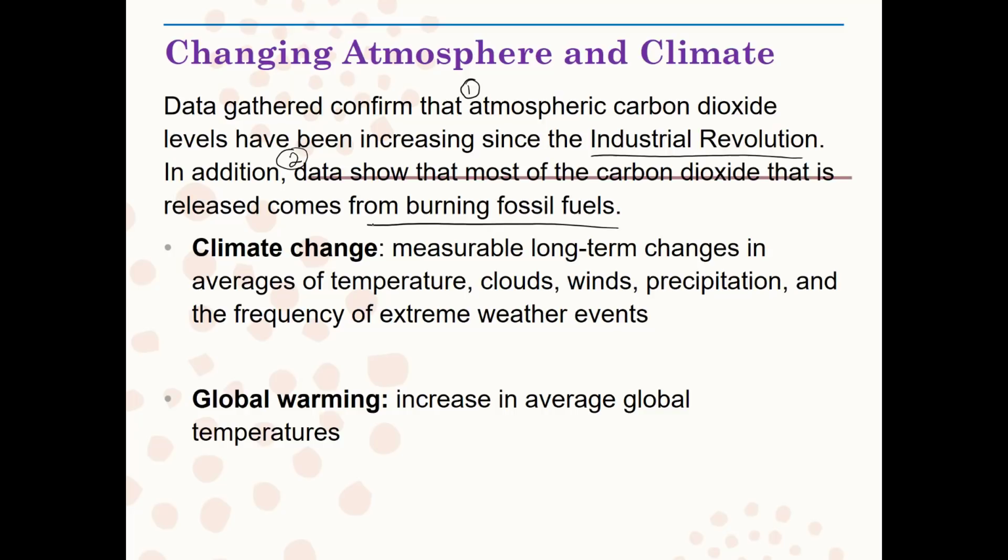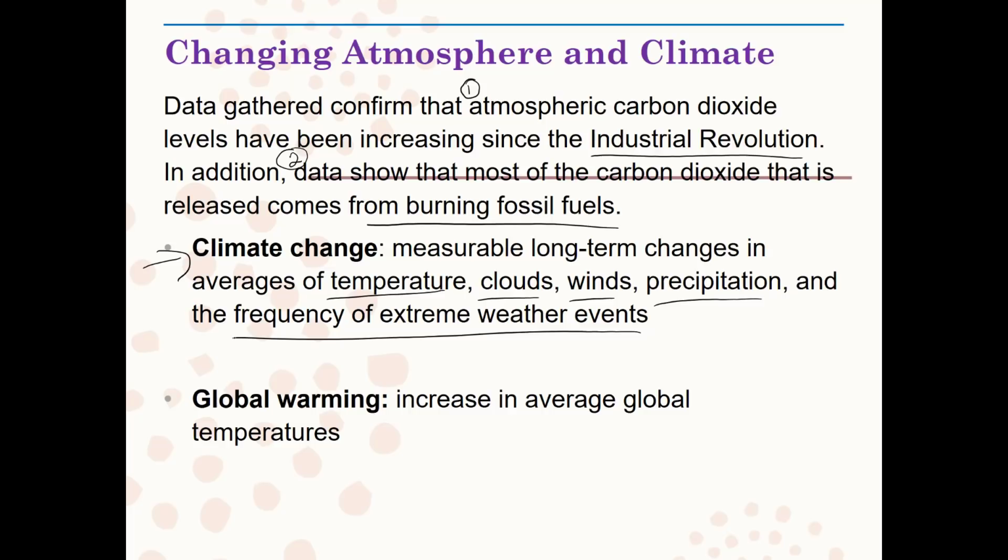It's giving us our energy. Now, two things that are resulting from that. First one is climate change. So climate change is where we start to see these measurable long-term changes in our climate. So we see changes in temperature, clouds, wind, precipitation, and frequency of extreme weather events. So whenever we start to see these averages change over a long period of time, that's causing the climate to overall change. And if the climate changes, realistically, we're looking at if those organisms can still live in that habitat with that climate. If it changes too much, they might have to move or they might go extinct.